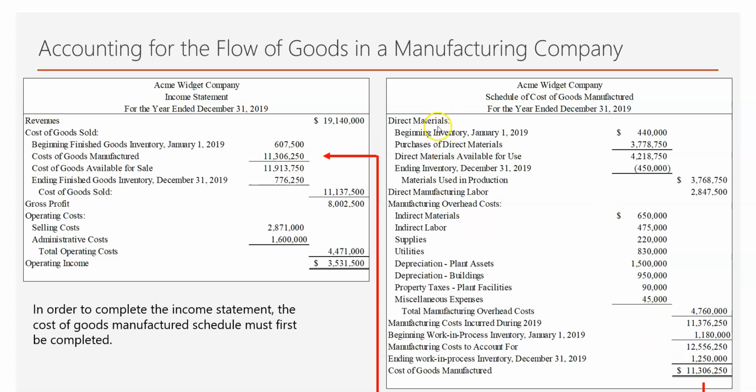So basically, this is just an organized schedule. You're going to pretty much follow the same structure all the way through. On occasion, you might see a schedule of cost of goods manufactured where your beginning work in process is up here.